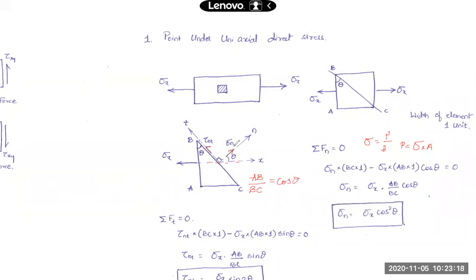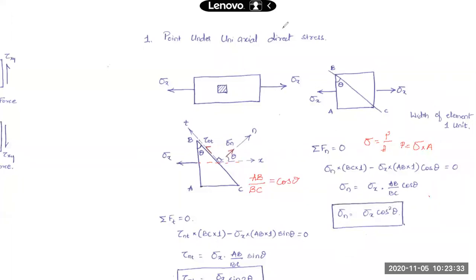We have found the normal stress on this inclined plane in terms of the applied stress. Sigma x is the applied stress over here. So sigma n is sigma x into cos square theta.